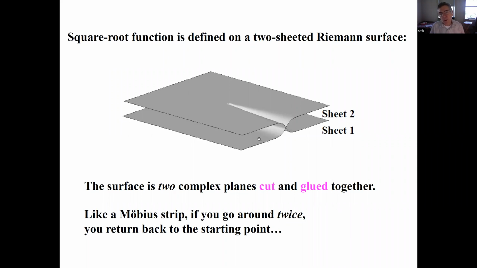okay? And the reason why there are 2 possible answers is that on one complex plane, you get one answer, and on the other complex plane, you get another answer. And the combination of the 2 planes is the Riemann surface. And in fact, if you take a continuous trip around the Riemann surface, you come back to where you started. If you start here on the lower plane and you go around, you wind up at the upper plane. And if you continue going around, you go back down to the lower plane. And if you come around again, you come back to where you started. So the surface is like a Mobius strip. And if you go around twice, you return back to your starting point.